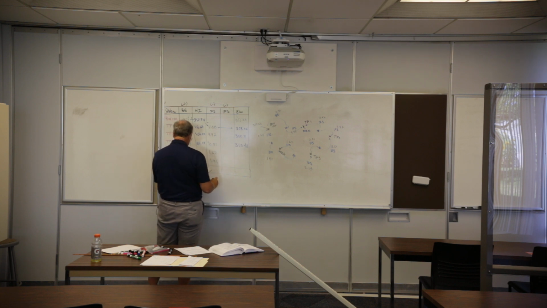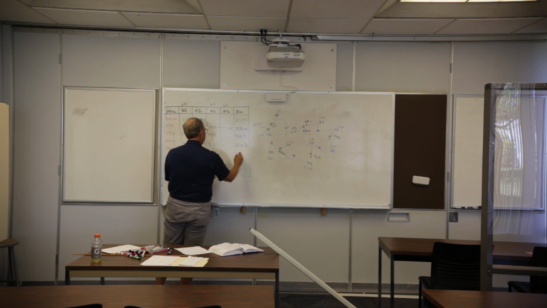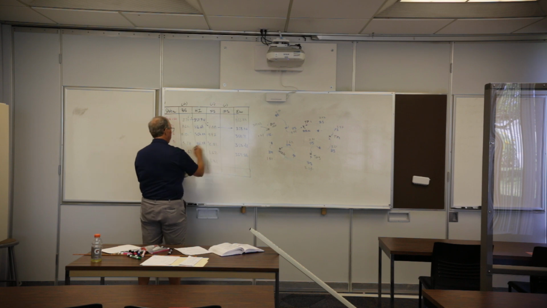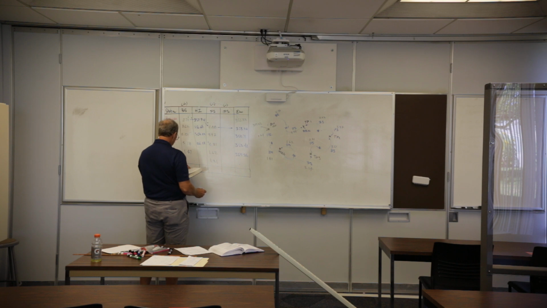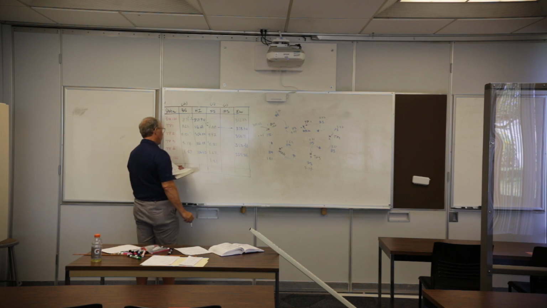Minus this guy, 354.96. This plus this gives me that, minus that gives me that. So I take 354.96, I'll add 1.47, and I get 356.43. Subtract 1.21 from it, 355.22.